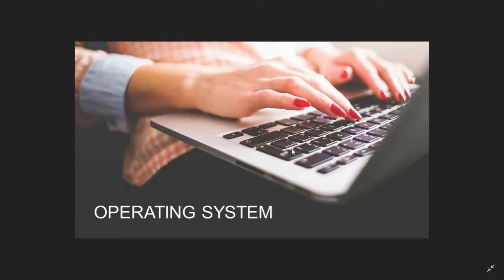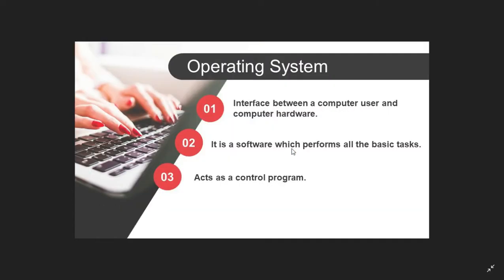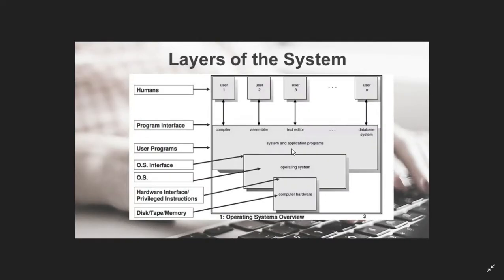Hi guys, so we are going to discuss what is an operating system. So operating system is an interface between a computer user and a computer hardware. It is a software which performs all the basic tasks and acts as a controlled program. So the layers of the system.